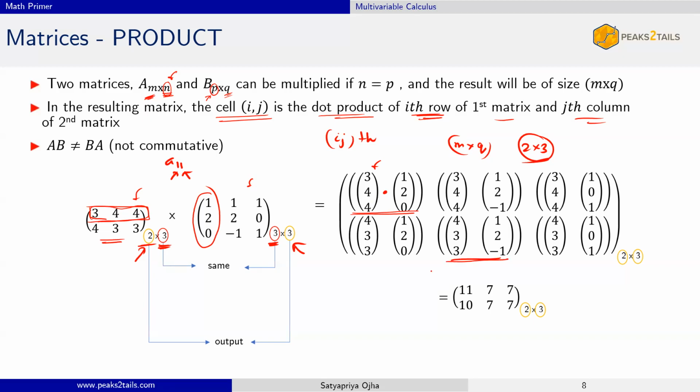Okay. Similarly, let's talk about this cell. How do I reference this cell, guys? What will it be? A23. Is it 2 3 or something else? There are 6 elements.